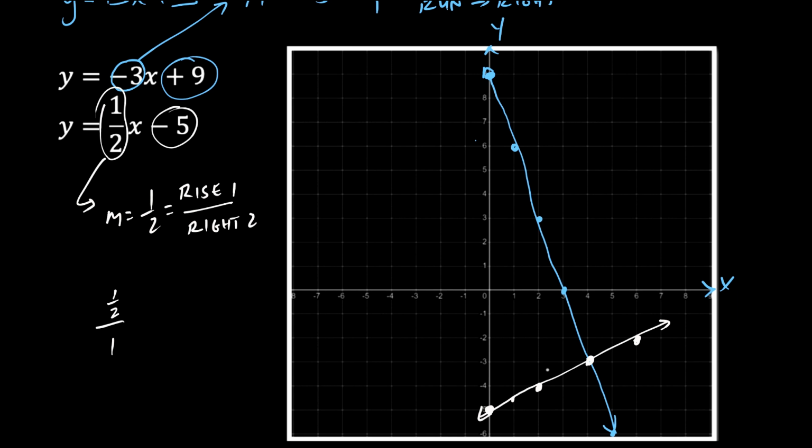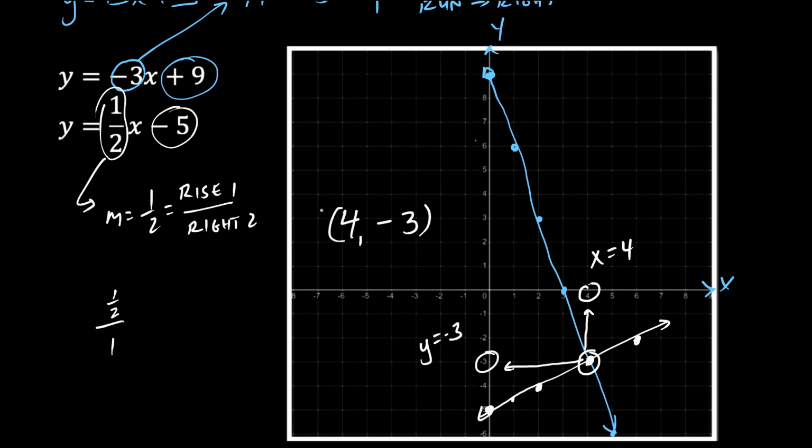Now we still have to identify our solution, and our solution is where the two lines intersect. And we're just going to follow this up to see what the x value is. So in this case, x equals 4. We can go back to the y-axis to see what the y value is. So it's y equals -3. So our solution to this problem can be written as a coordinate point 4, -3.